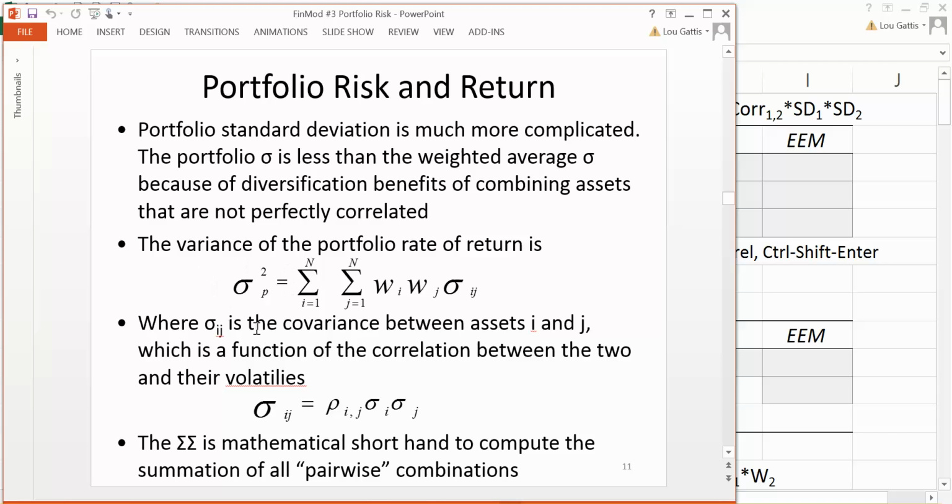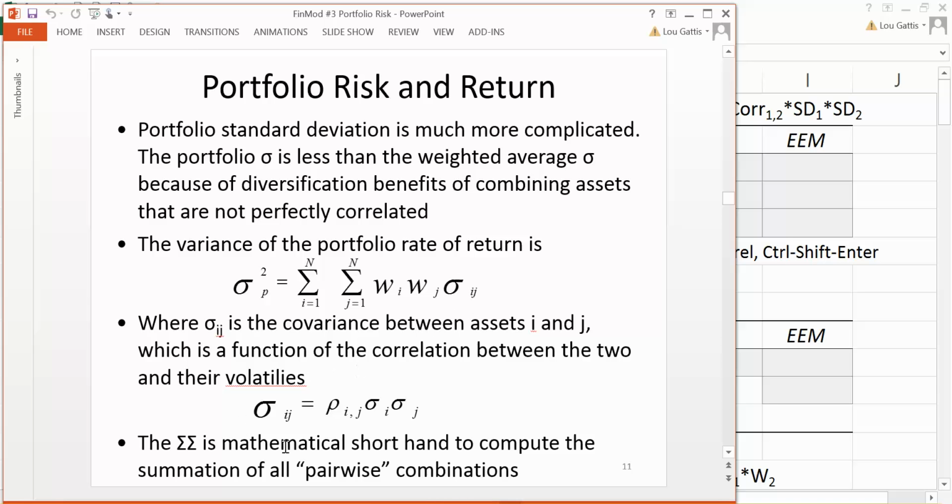The way we write the variance of an n-asset portfolio is the double sum, i equal 1 to n, j equal 1 to n, w_i, w_j, sigma_ij. So again, these are our counters, just like we used in expected return, except there's two of them, i and j. W's are the weights, say the weight in asset i times the weight in asset j. And sigma_ij, that's how we denote a covariance term. So sigma_ij would be the covariance between i and j.